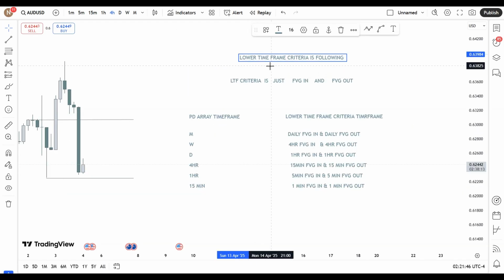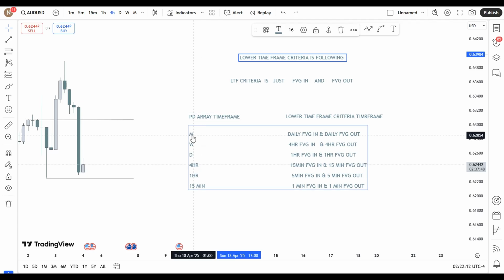Now let's understand the lower time frame criteria. The lower time frame criteria is nothing but a simple FVG in and FVG out. But now the question arises, at what time frame are you monitoring that FVG in and FVG out? The answer is, if your PD array, that means your premium or discount array, is in monthly time frame, then you are going to monitor FVG in and FVG out in daily time frame.